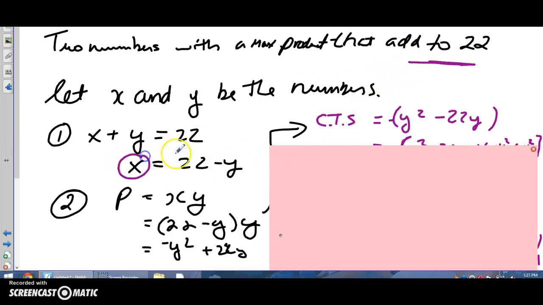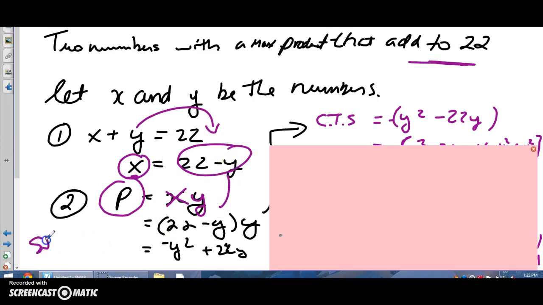Then I rearrange this. I could rearrange for y, but I decided to rearrange for x. x is equal to 22 minus y. Bring that y over there. The other thing is that I'm dealing with a product. Product means multiply. So x times y is my product. And then I'm going to sub in 1 into 2.